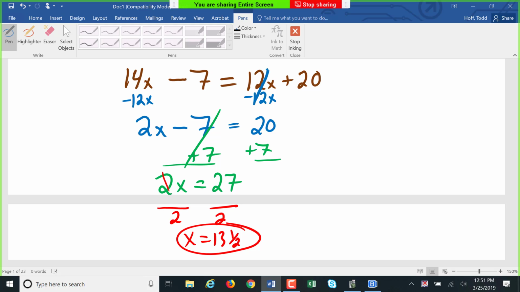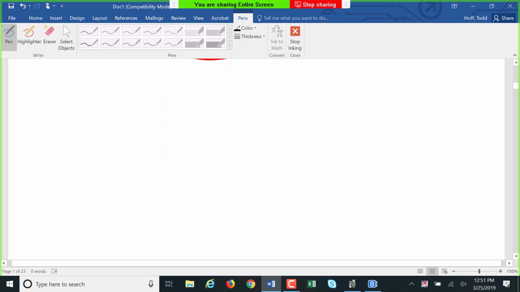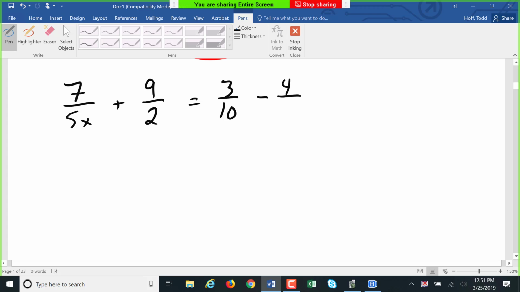Well, they can get a little bit more complex yet. We can run into things like this. Now here you'll notice all of our variables are in the denominator. We have denominators of 5x, 2, 10, and 2x.